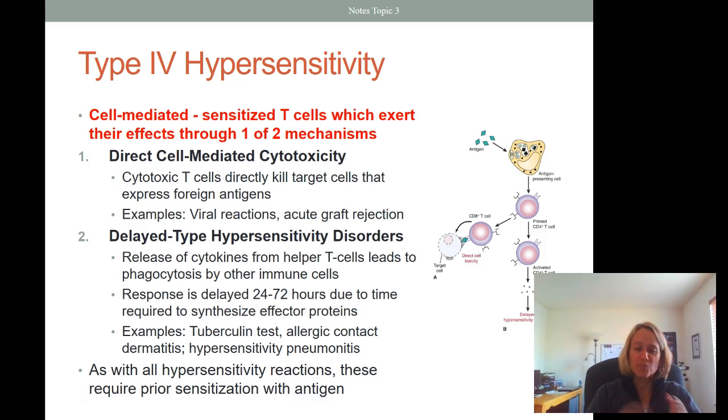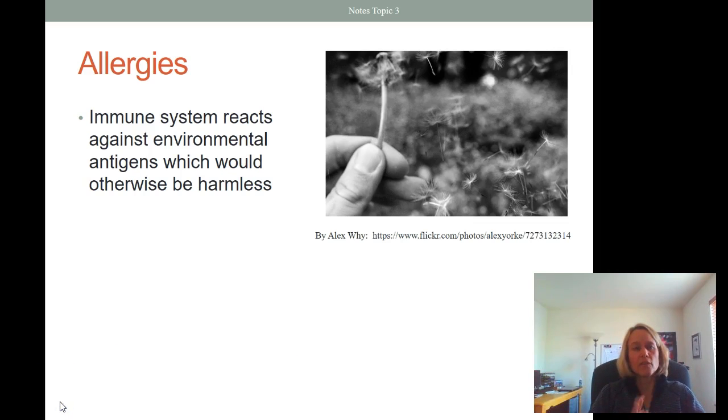So in other words, you've been exposed to the antigen the first time, and that causes the production of these activated cells and these memory cells, which then is going to produce a response on subsequent exposure to that same antigen. Okay, so now we talked about the 4 different mechanisms, and how those reactions occur. Now we're going to talk about those 3 different categories of hypersensitivity.